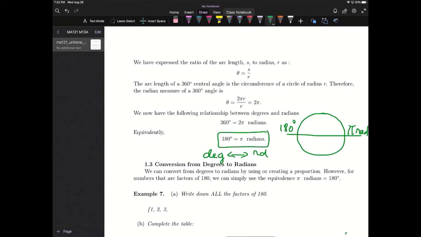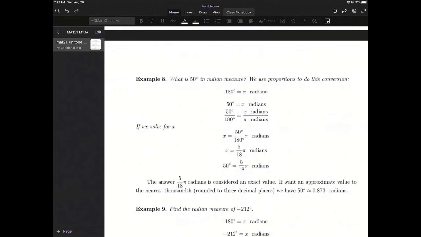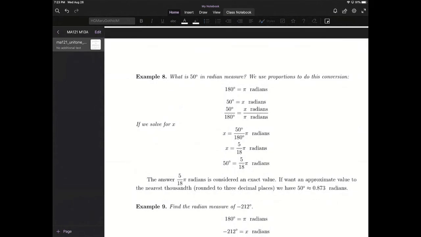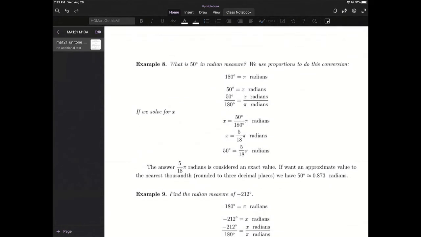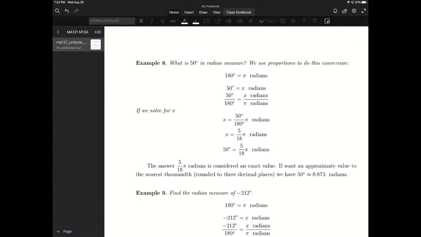Because 180 degrees corresponds to pi radians, we can say that 360 degrees, double, corresponds to 2 pi radians. So that's another way of transforming. You pick and choose what you want. The textbook gives examples 8 and 9, which are already done. Please take a look.